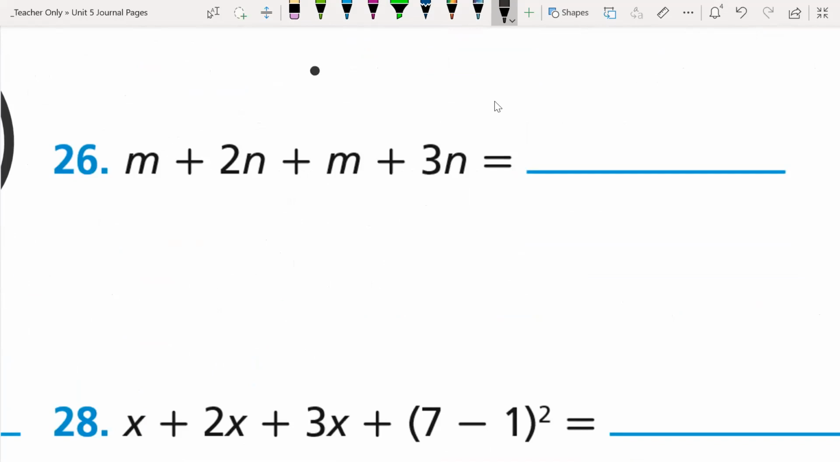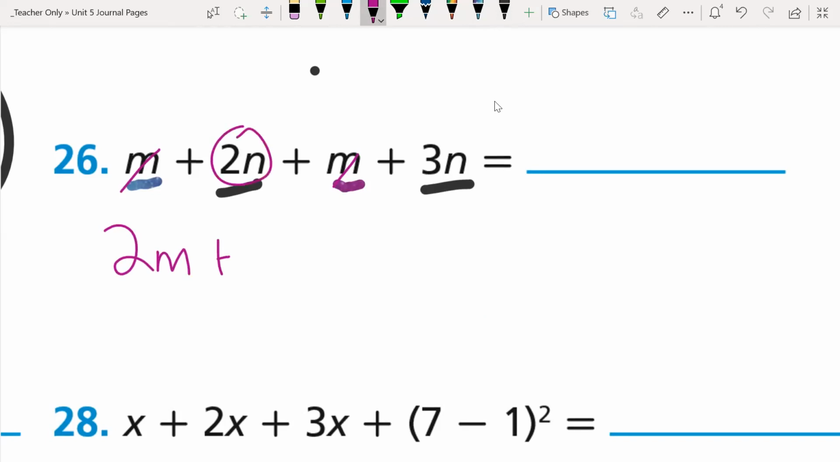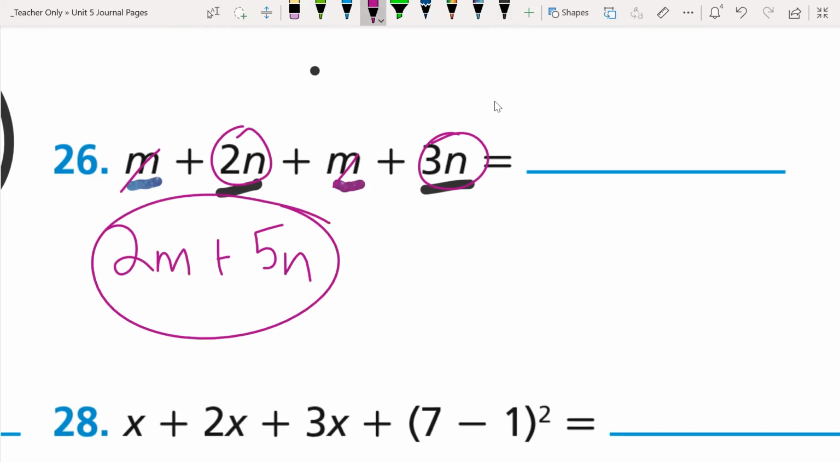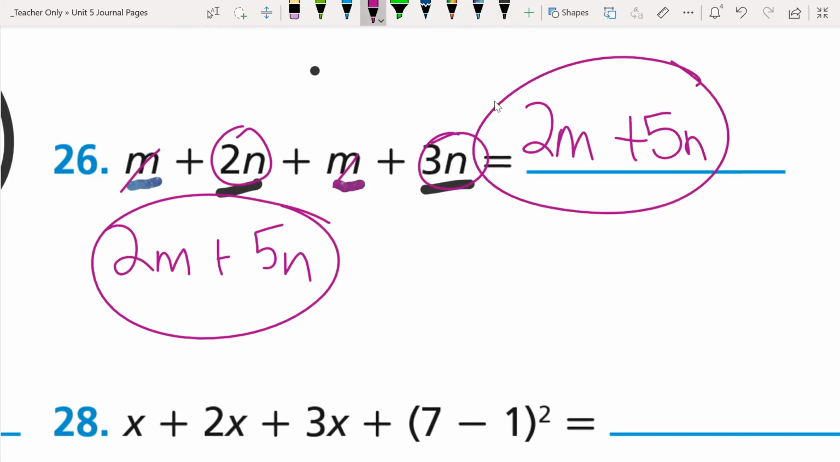Let's see if we can do it without color coding. I have n's and I have m's. Actually, I said we weren't going to color code, but here we have color coding. Just going to do the rest in purple. Okay. So I have 2 m's total, 1, 2. And then I have 2 n's here and 3 n's here. That's 5n. 2m plus 5n. I can't simplify anymore. It's just what it is. Done. Circle my answer.